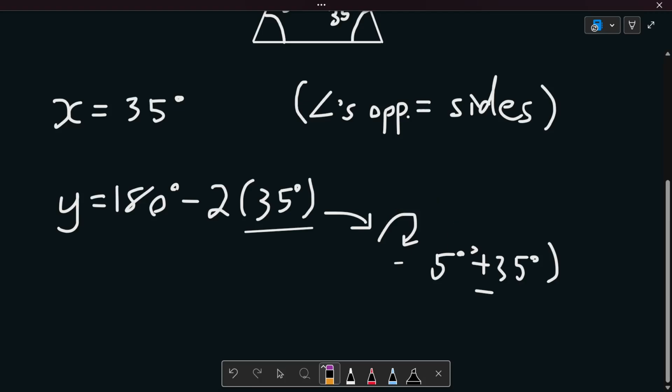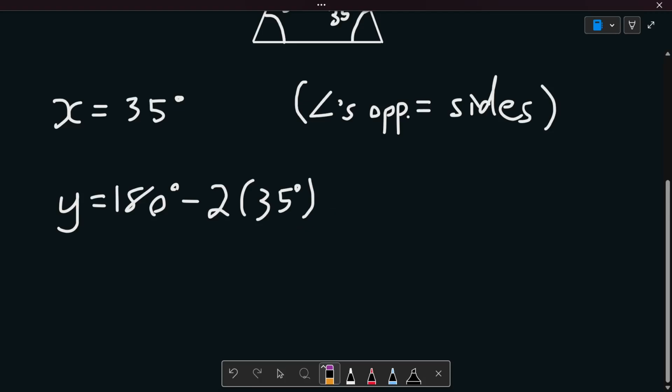So I think it's best to practice these things so you can get used to it, and it becomes second nature to you. So how do you write that down over here? We have y is equal to 180 degrees minus 2 times 35 degrees. What is 2 times 35 degrees? It is 70 degrees. So if we say 180 degrees minus 70 degrees, it's going to be 110 degrees.